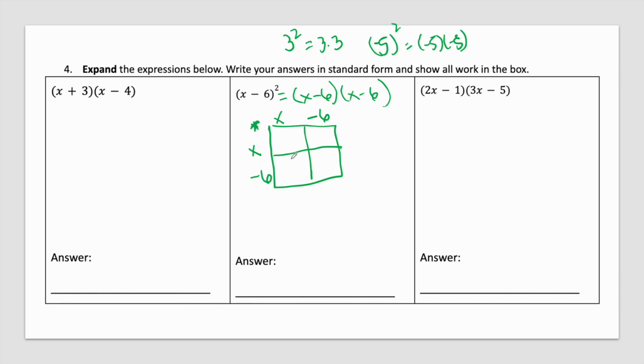And I am multiplying these guys. x times x, like I said up here, anything squared, x squared. x times negative 6 is negative 6x. Negative 6 times x is also negative 6x. Negative 6 times negative 6 is positive 36. Now we can combine like terms, which would be our negative 6x and negative 6x, which is going to give us our final answer of x squared minus 12x plus 36.